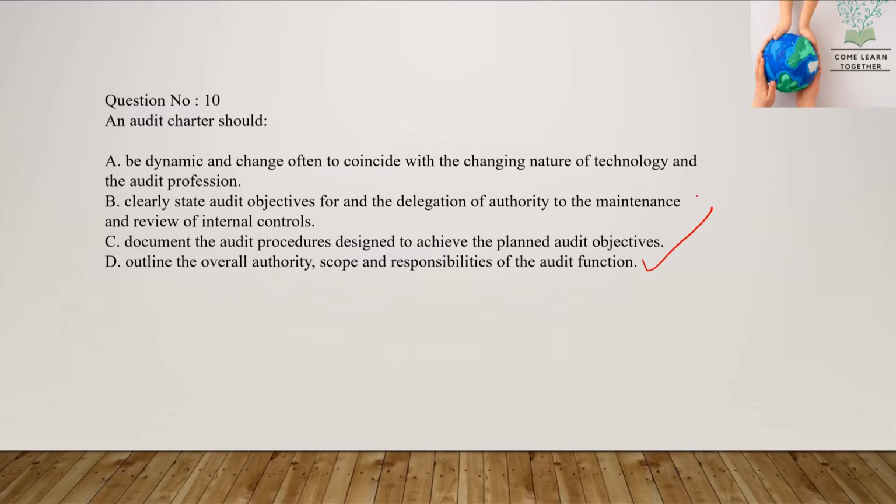But if I go by the theory of elimination also, as I was discussing, this is one way if you are not sure or if you get confused. The audit charter is an authorization document. It may be dynamic, but there is no necessity for it to be changing or coinciding with the changing nature of the audit profession. Another option says to clearly state audit objectives and the delegation of authority for the maintenance and review of internal controls. This is actually not the mandate of the audit charter. The audit charter is a high level document, and these are actually audit scopes, which can be discussed in other documents but not in the audit charter. Another option says to document the audit procedures designed to achieve planned audit objectives. This can be part of audit manuals or other audit documentation, but not part of the audit charter.